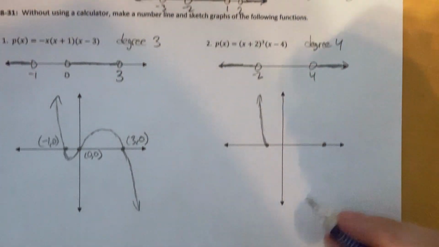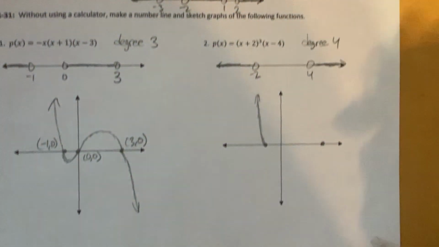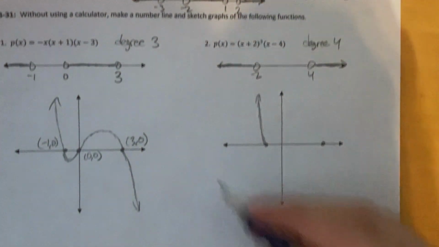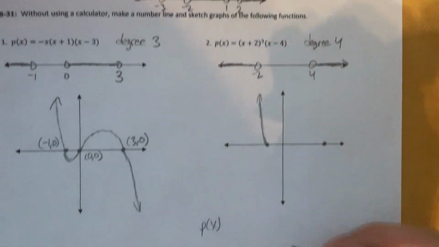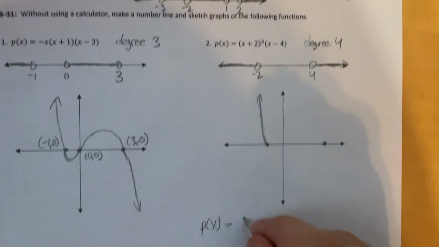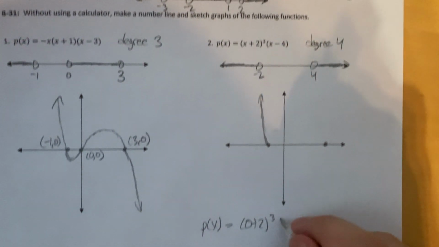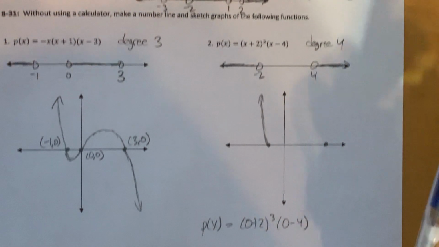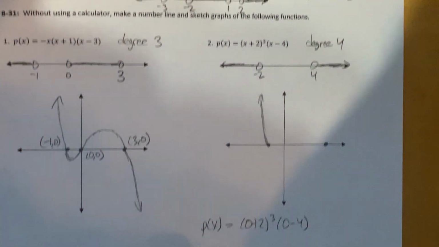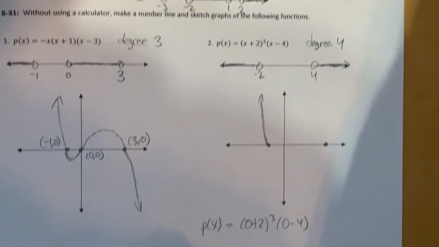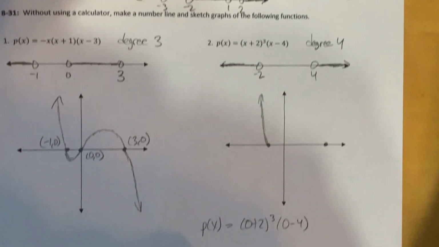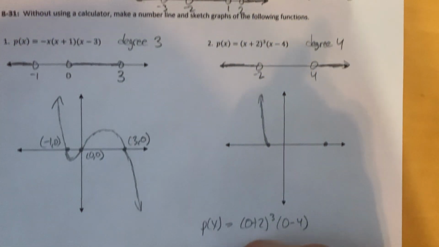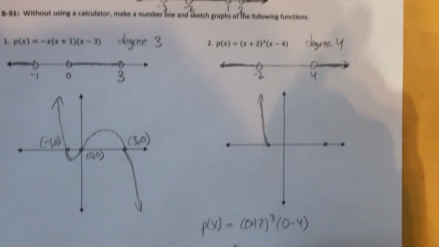So let's do that. If we have p of x, we know that the y-intercept of the last one is 0, 0. I forgot to mention that. So let's find the y-intercept of this one. P of 0 equals 0 plus 2 cubed times 0 minus 4. We will get 2 to the power of 3 times negative 4, negative 32. So the y-intercept is 0, negative 32.